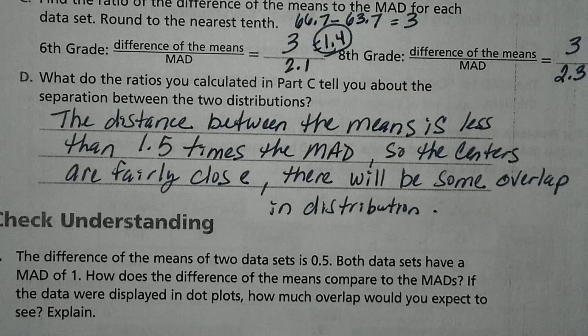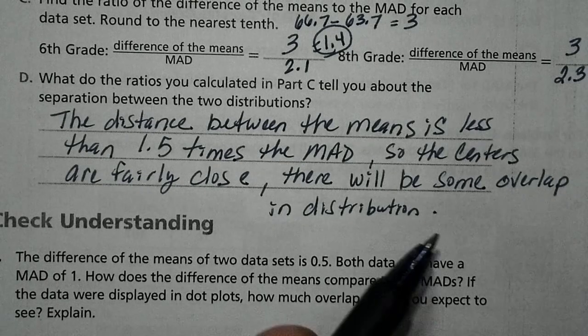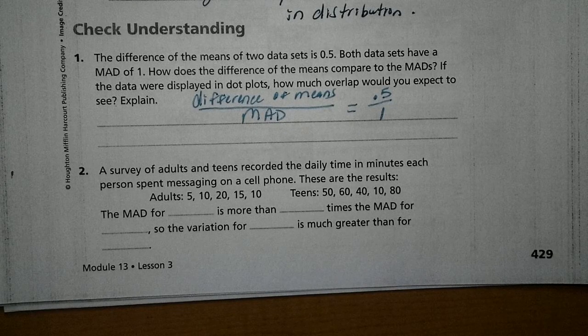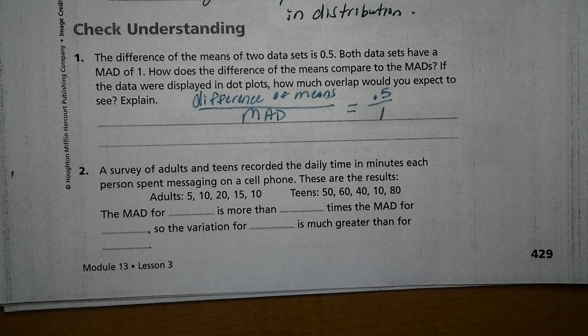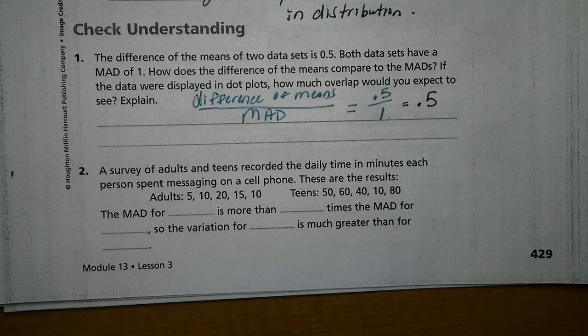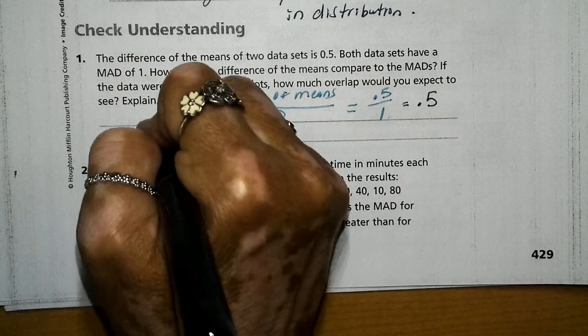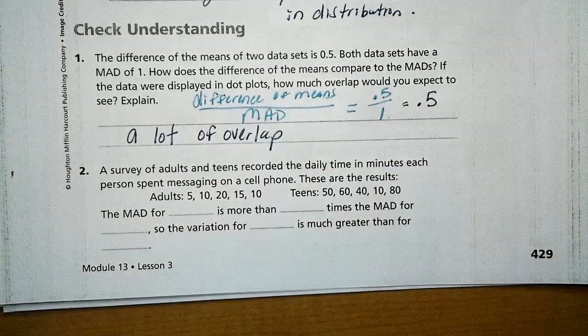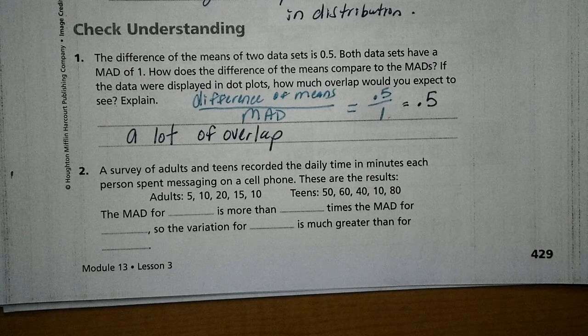All right, so we have about 6 minutes. I want you guys to work on the check understanding. Okay, see if you can do that one without assistance. We take the difference of the means and divide it by the MAD. So 0.5 divided by 1. So that gives me 0.5. So there is going to be a lot of overlap. A lot of overlap because it's 0.5.